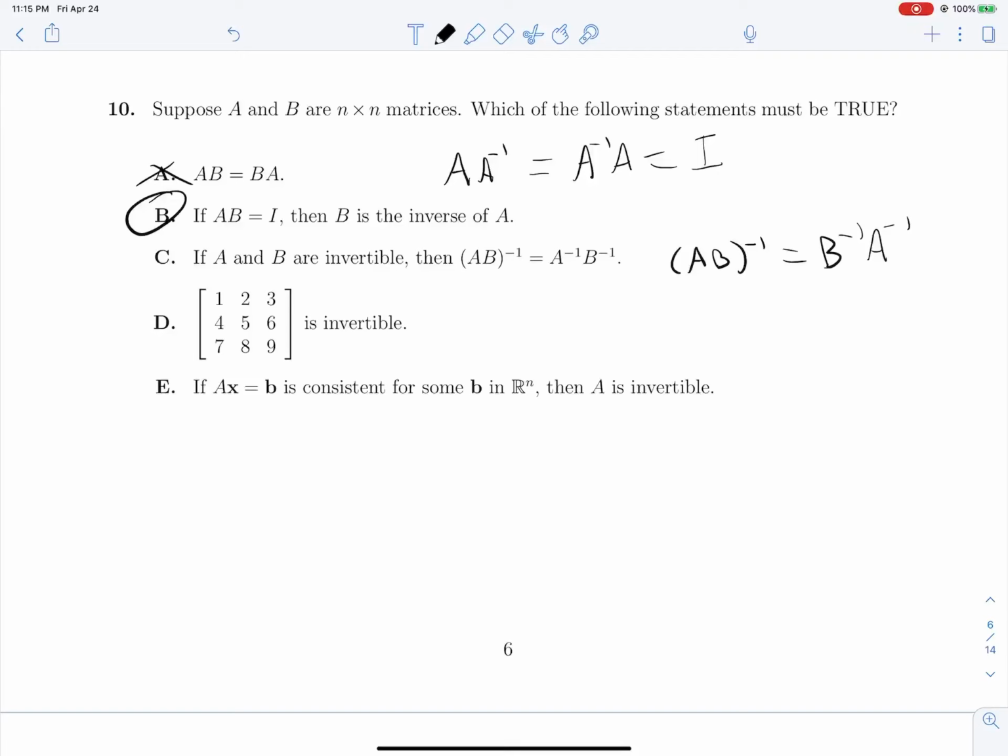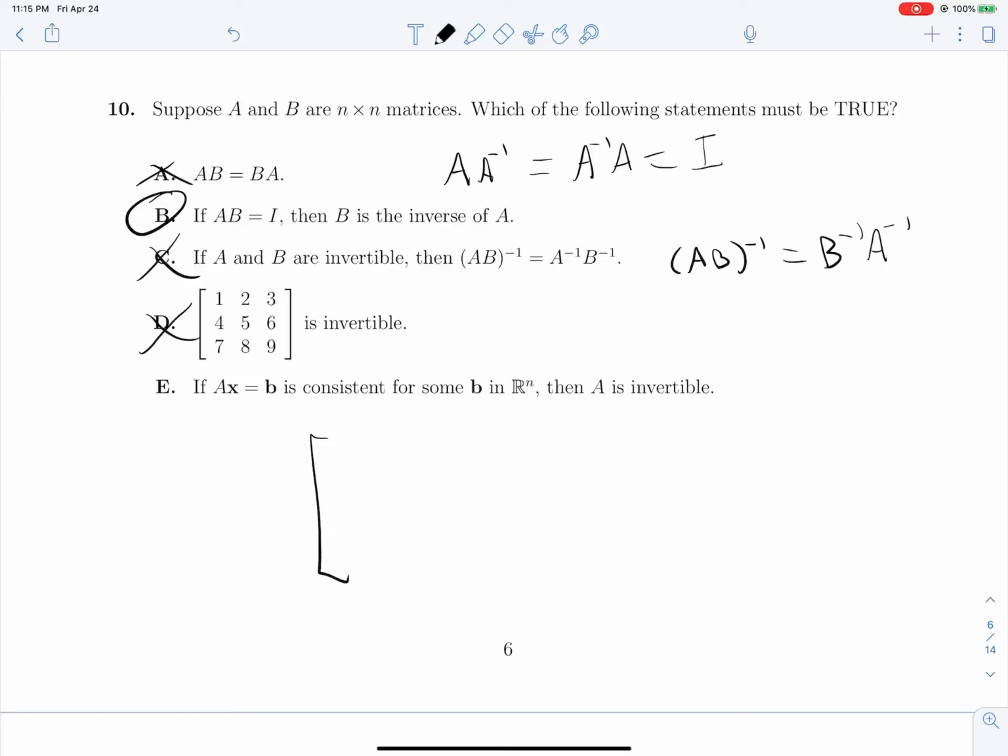What about D? Is this matrix invertible? Well, clearly the answer is no. You can evaluate that determinant if you really want to, but you'll see if you try to row reduce it, which I did before, you will not get 3 pivot positions. So nope. And then E, if AX equals B is consistent for some B in Rn, then A is invertible. Nope, I disagree with that one.